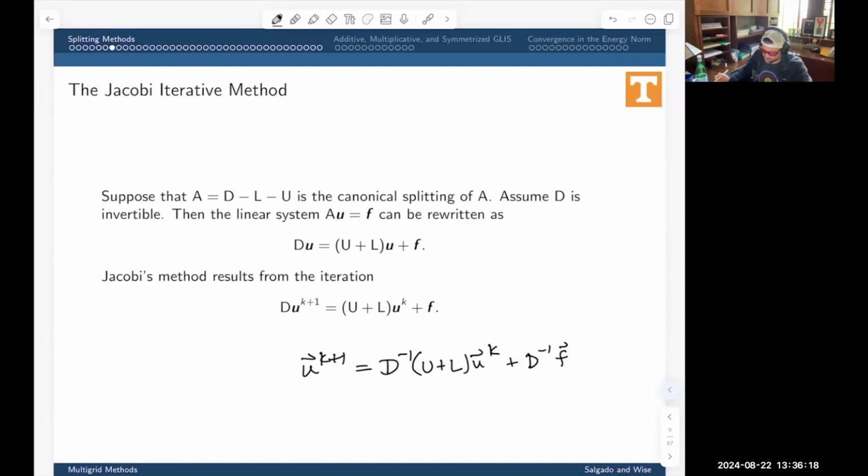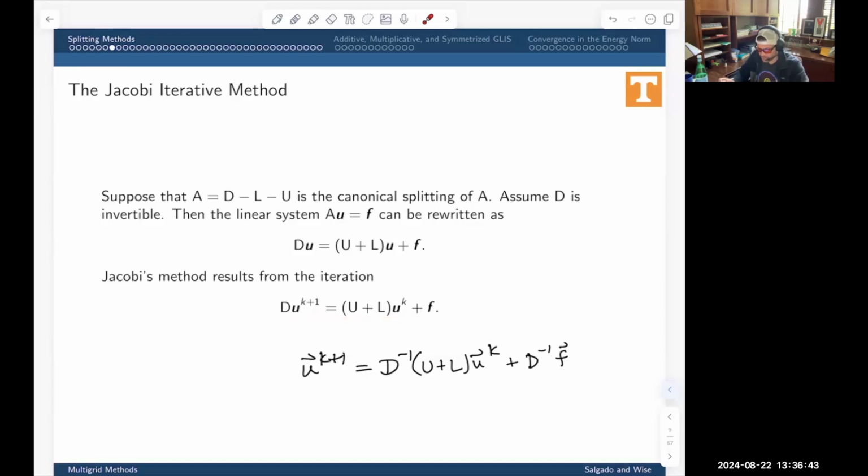Okay, so it's very simple to go from the K level to K plus one. I just do this solve here. So this is what we call an explicit scheme. It's explicitly solvable for the next iteration. We don't have to invert a system or anything very complicated like that. So this is what we call the Jacobi iterative method right here.